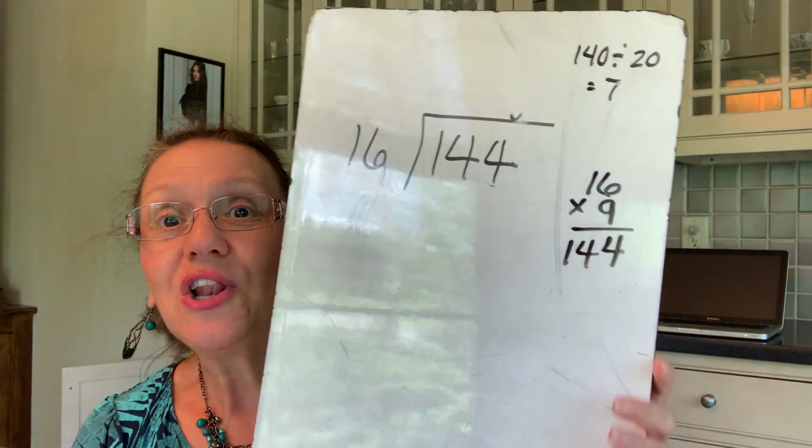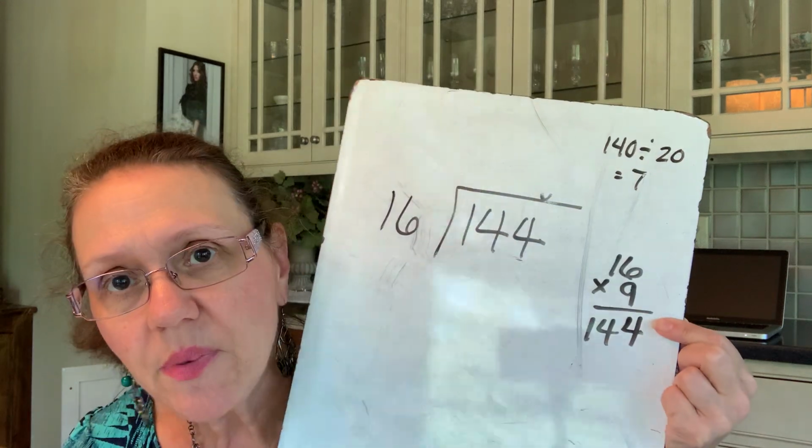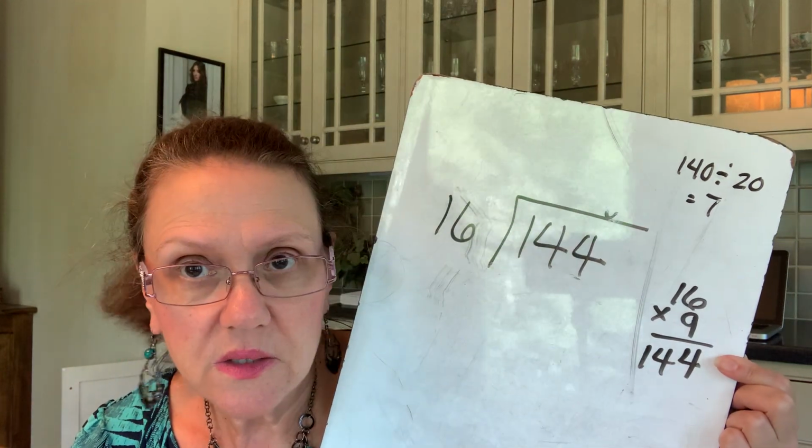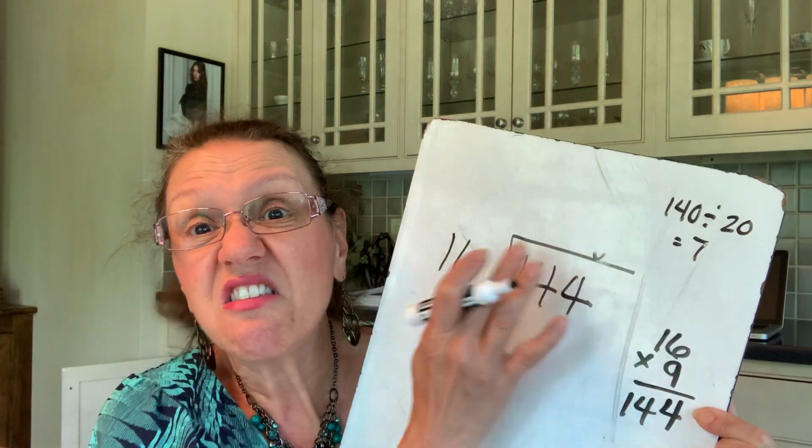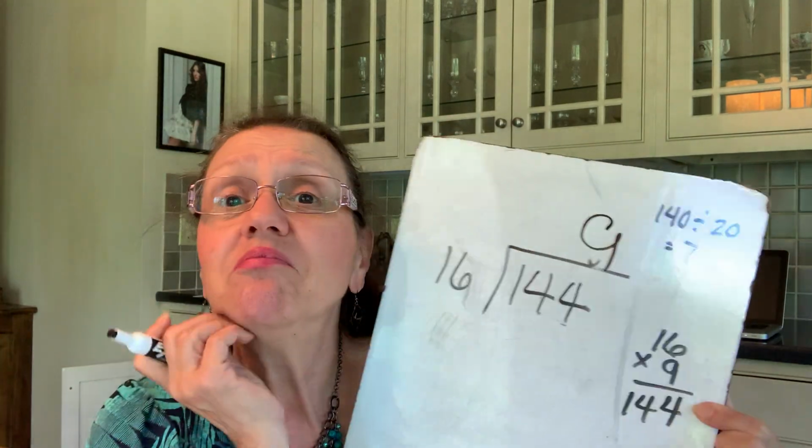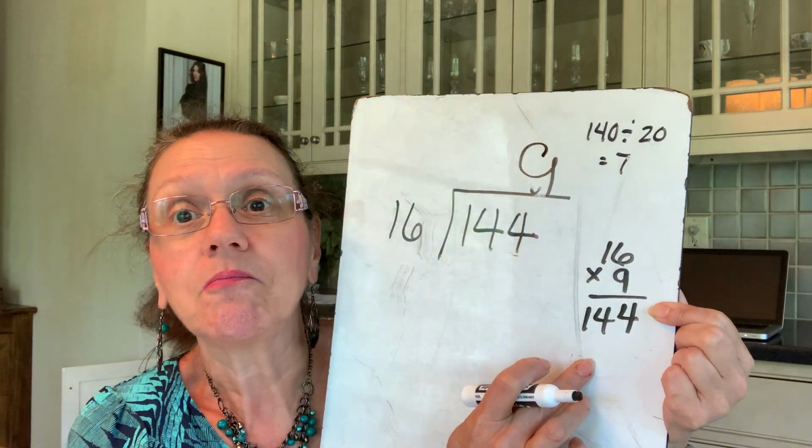So if I try my next quotient, which will be 9, 16 times 9, that gives me 144. Oh, I love when this happens. Oh, looky there. When this happens, chances are I don't even do this stuff. I just say, the answer's 9, because it's perfect. That's the whole point of this particular lesson. That's the importance of checking as part of your steps.